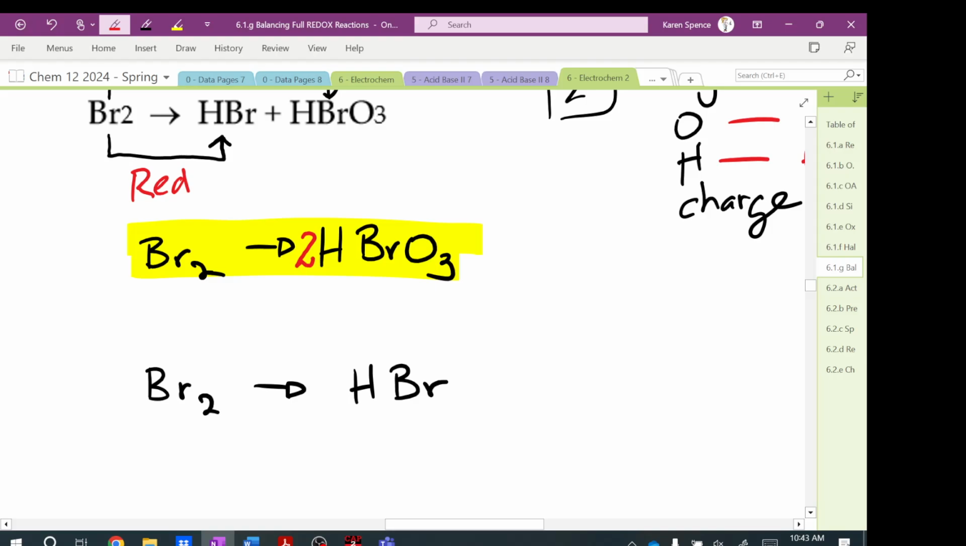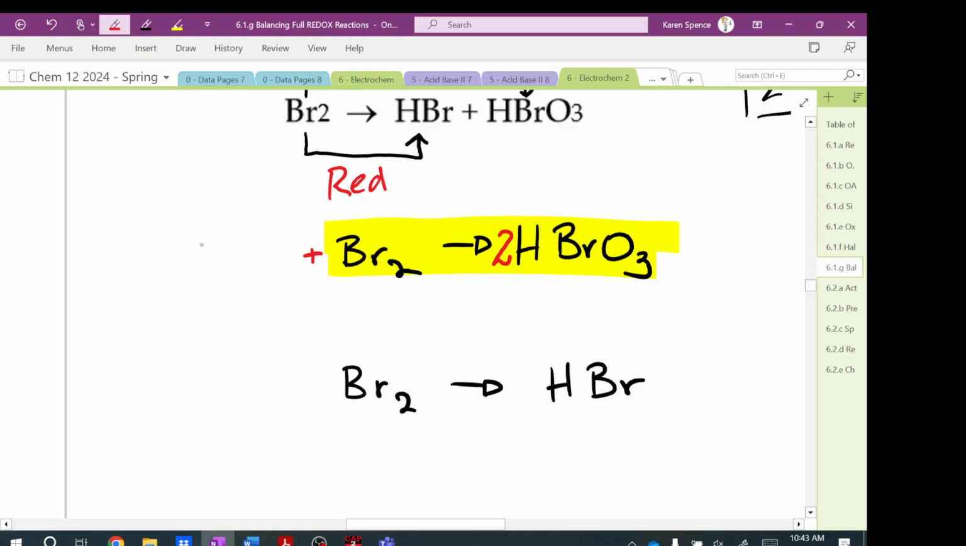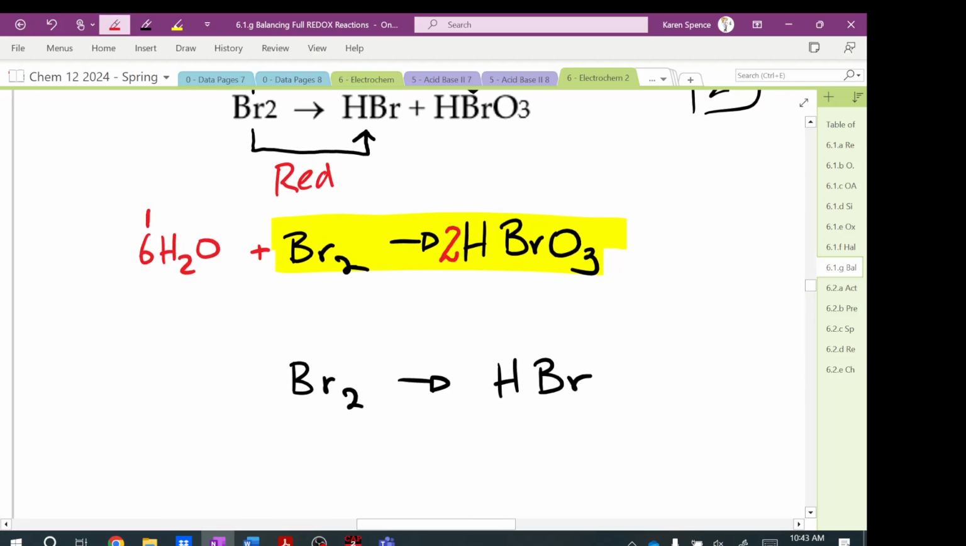How many waters do we need? We need 2 times 3 is 6 waters, 6 H2O. And how many hydrogen do we need? We need 12, but we already have 2, so we only need 10. So watch out for that. If you've got some hydrogen there already, you don't want to add the whole bunch.